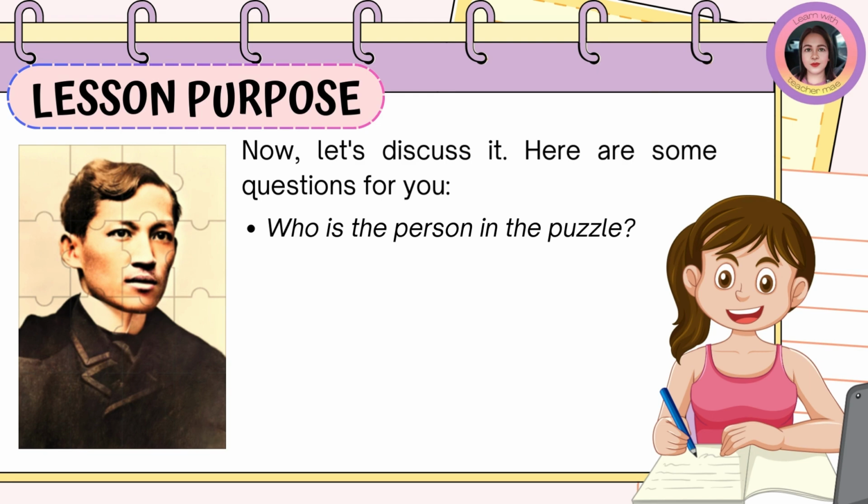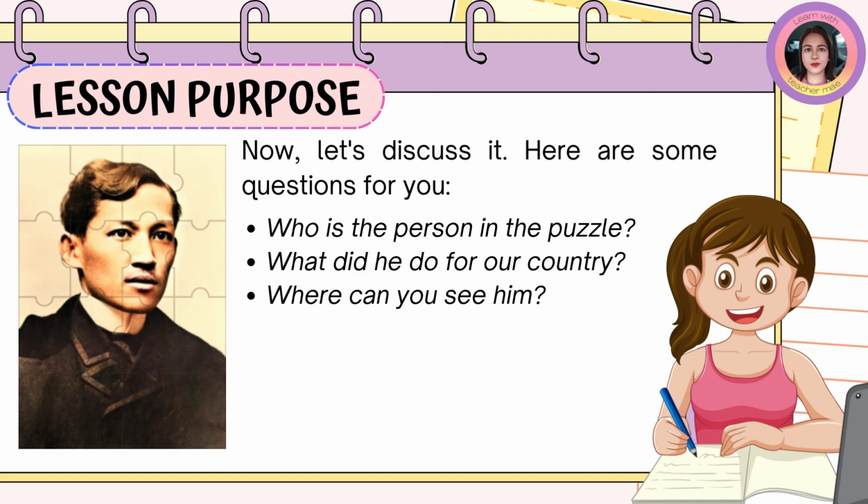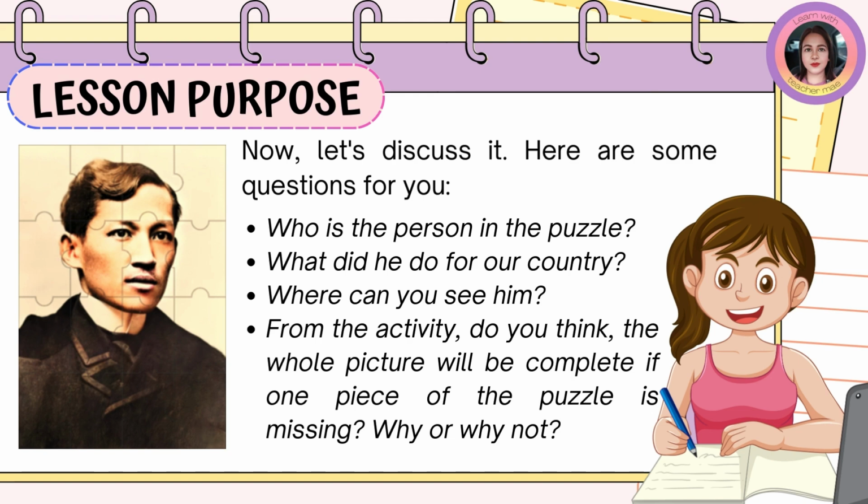Now, let's discuss it. Here are some questions for you. Who is the person in the puzzle? What did he do for our country? Where can you see him? From the activity, do you think the whole picture will be complete if one piece of the puzzle is missing? Why or why not?